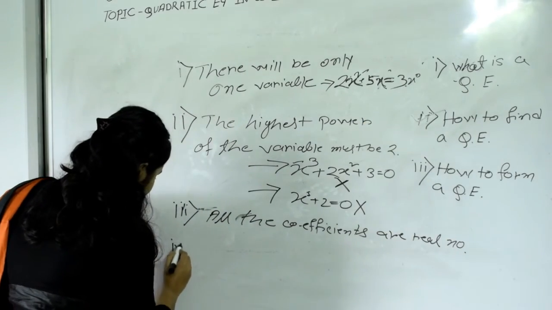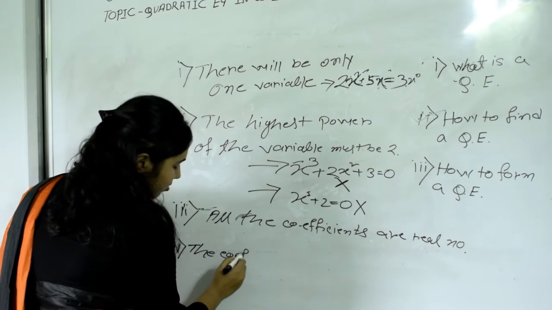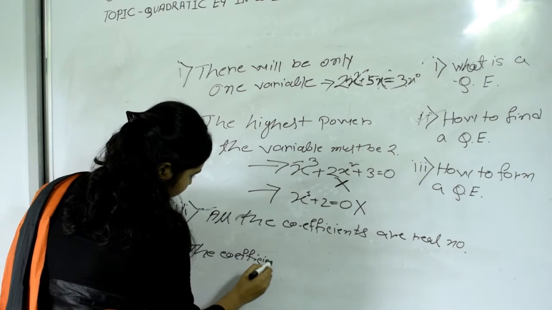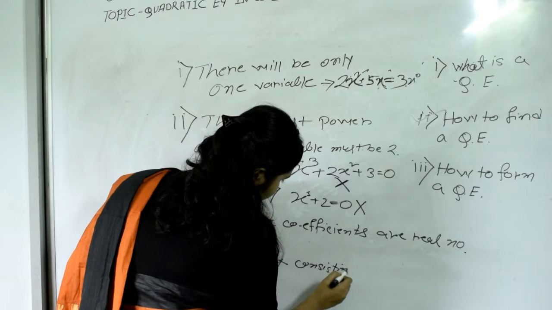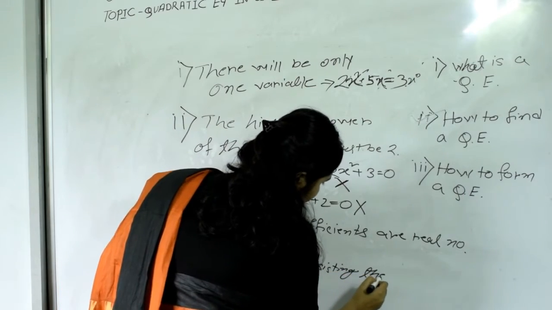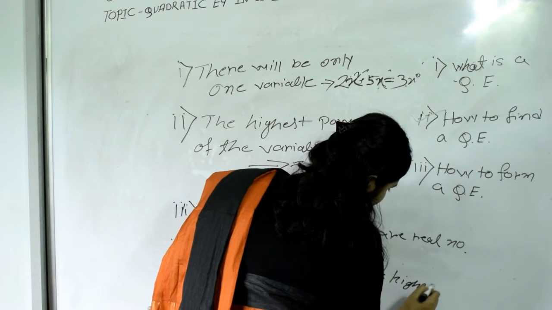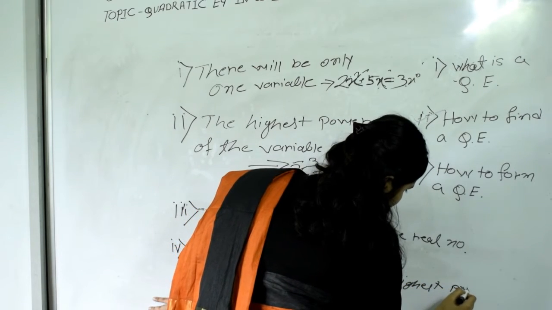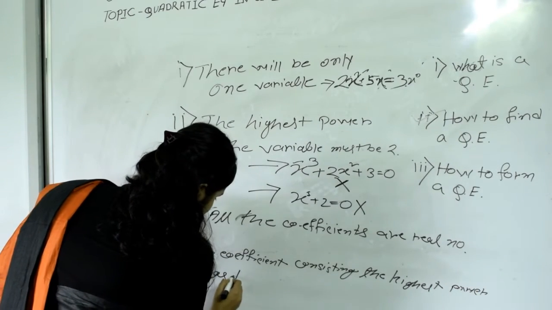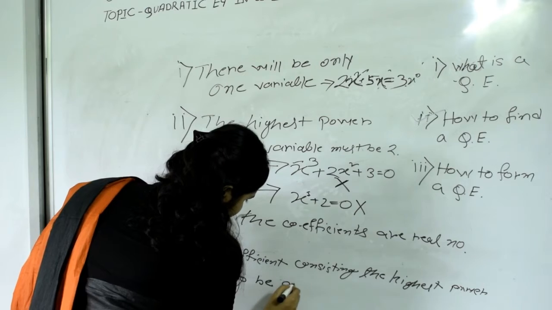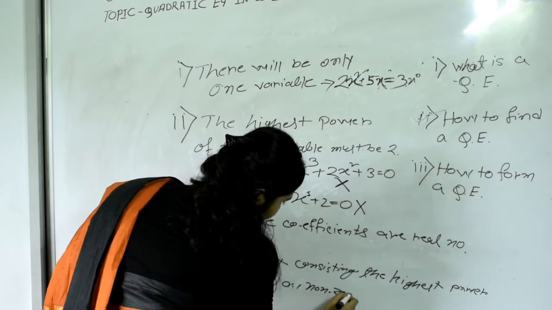And the fourth one, the coefficient consisting the highest power has to be a non-zero real number.